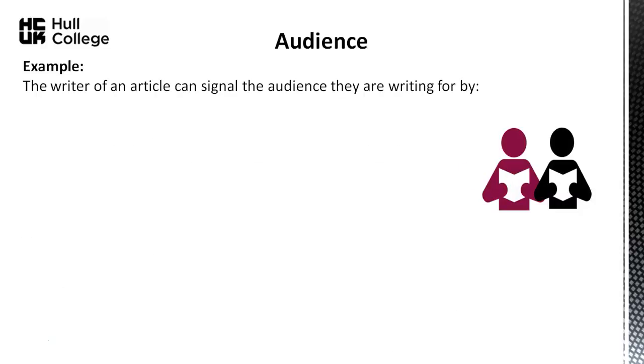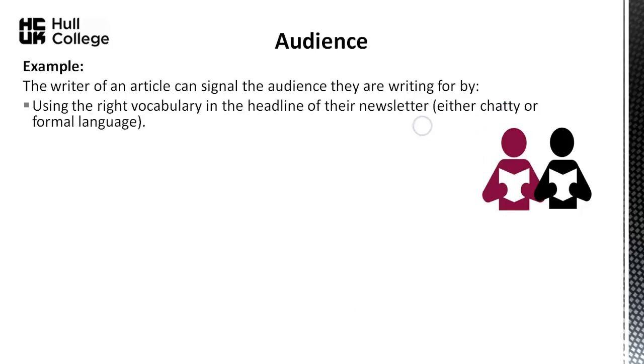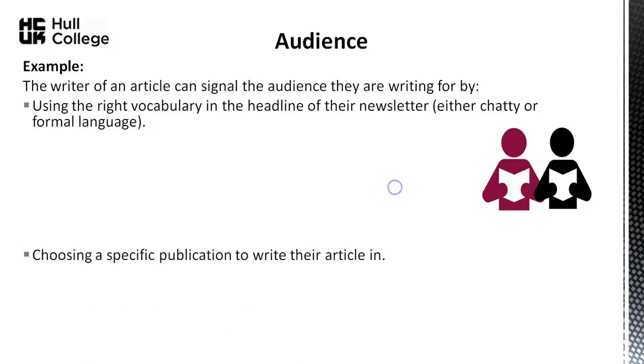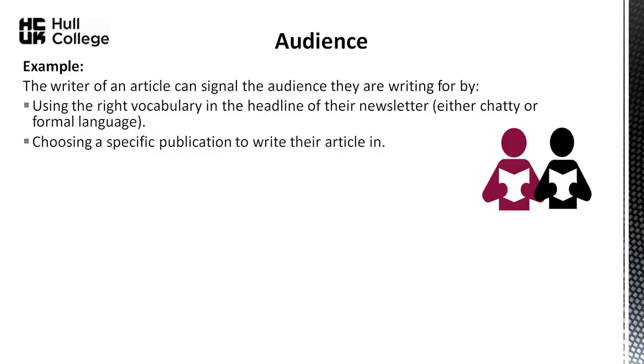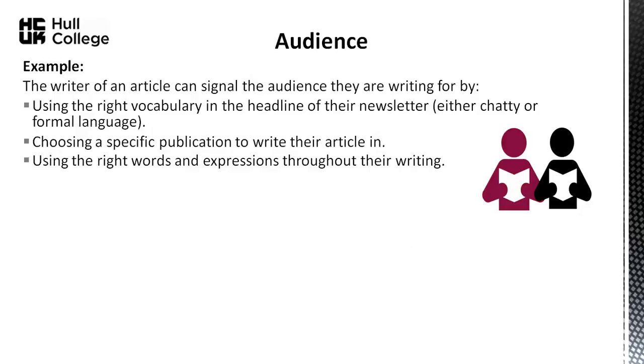Audience. Example. The writer of an article can signal the audience they are writing for by using the right vocabulary in the headline of their newsletter, either chatty or formal language, choosing a specific publication to write their article in, using the right words and expressions throughout their writing.